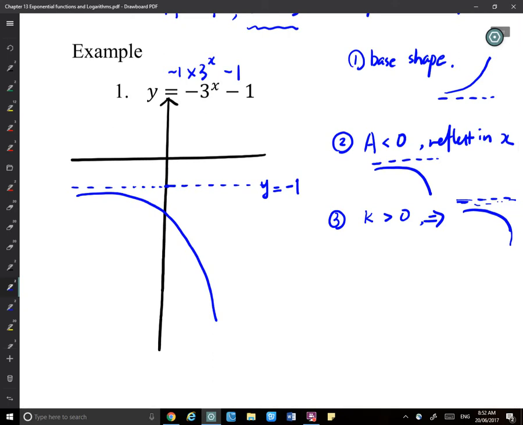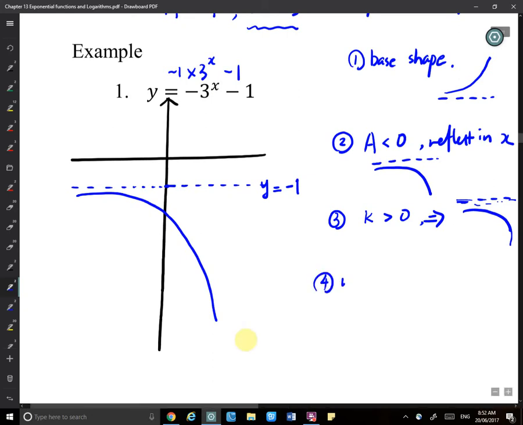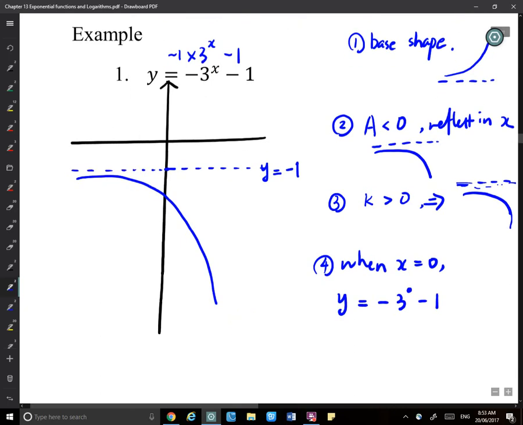But I need to sketch it accurately. So I will have number 4 when x equals 0. Y equals -3 to the power of 0 minus 1. Y equals -1 minus 1. Y equals -2. So I will have (0, -2).